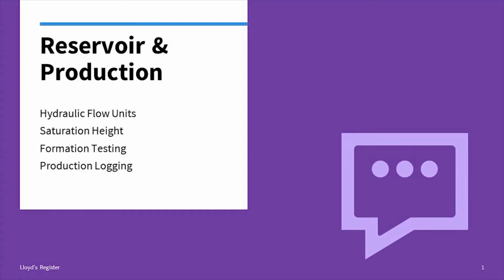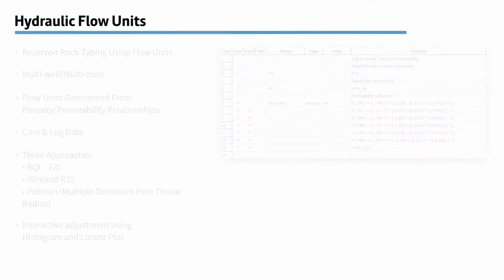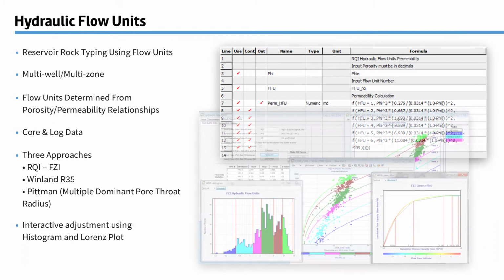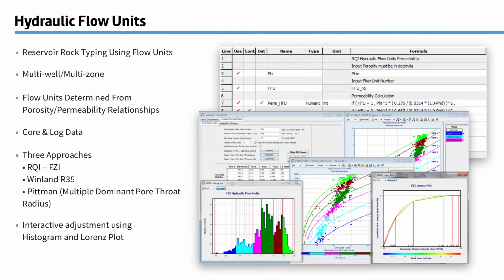Okay, we'll now look at the advanced modules which overlap into reservoir engineering and production engineering. So we've got 4 modules here. Hydraulic flow units is a bit like a rock typing module, but this time we're actually determining the flow potential of each individual zone. This can be applied single well or multi-well, multi-zone.